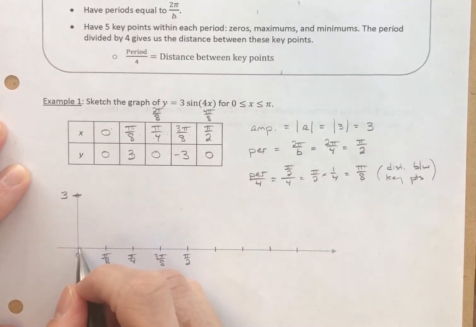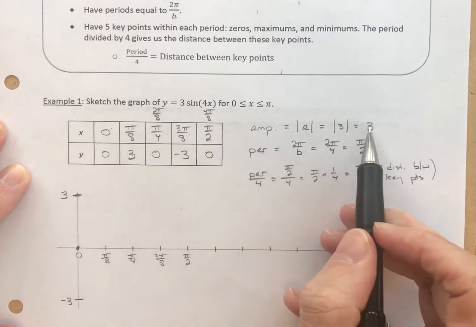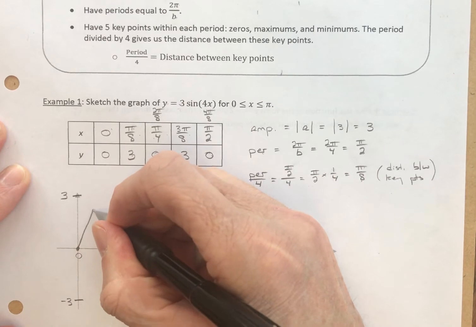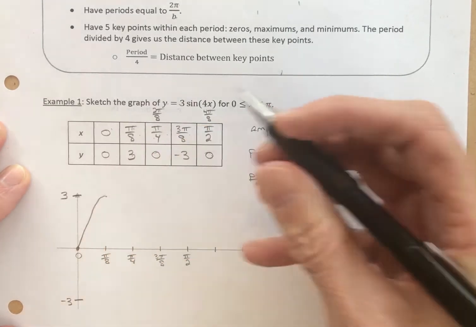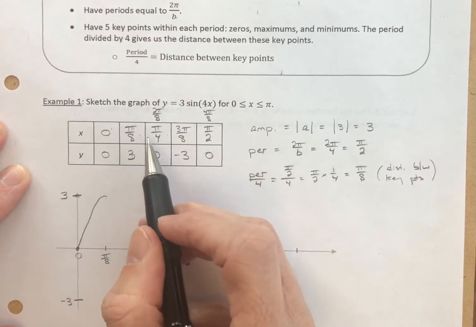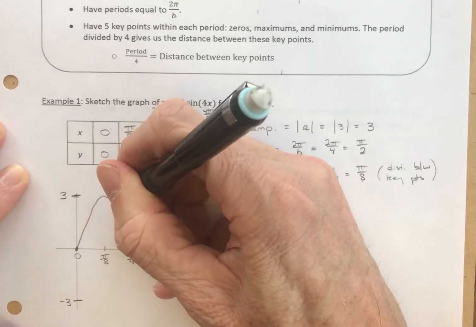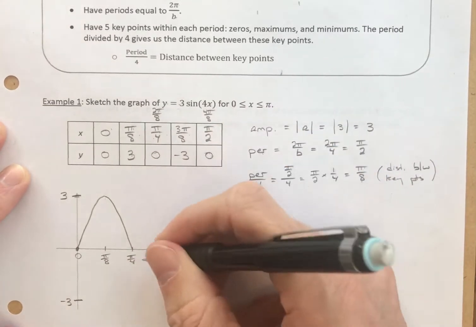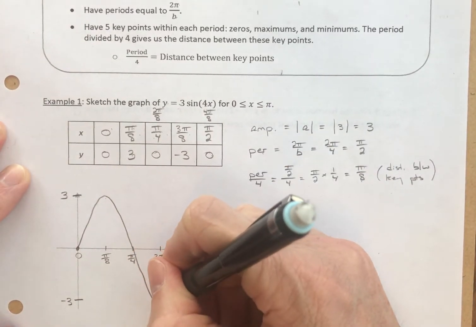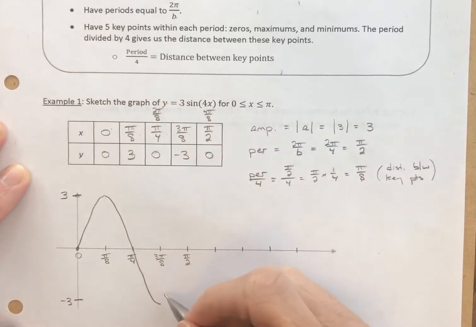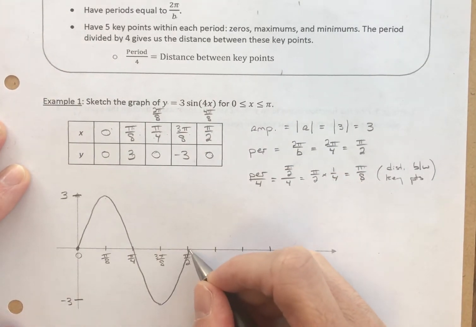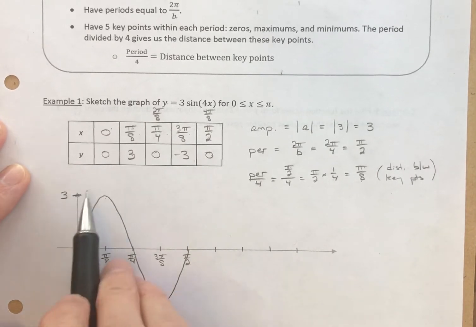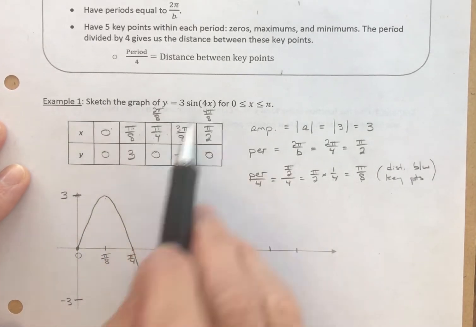At 0, we have 0. Okay, our amplitude is 3. It is not a negative, so we're going to go right up to 3. And pardon my drawing, there's the key point. It's a maximum. And then at pi over 4, the sine function comes back to 0. And then at 3 pi over 8, we're going to go down to negative 3. And then at pi over 2, we're going to go back to 0. So this is the sine function. This is 1 period of this sine function.